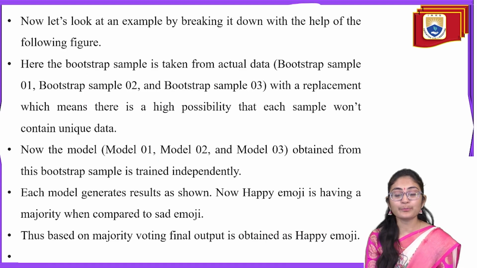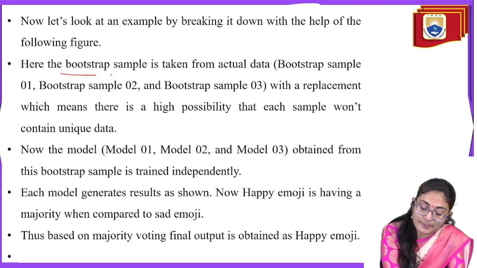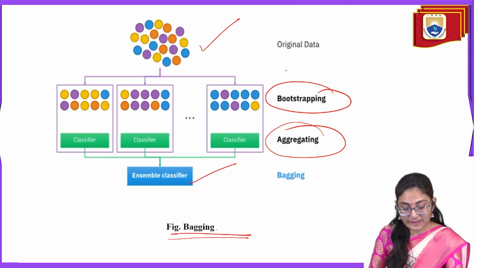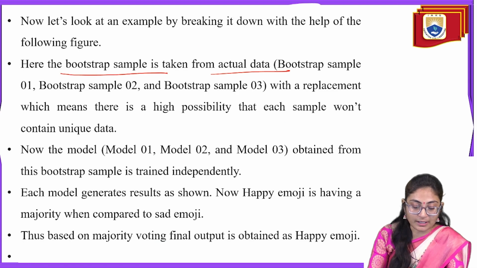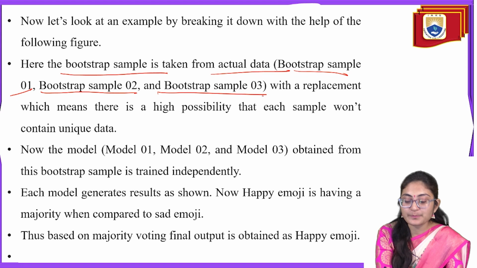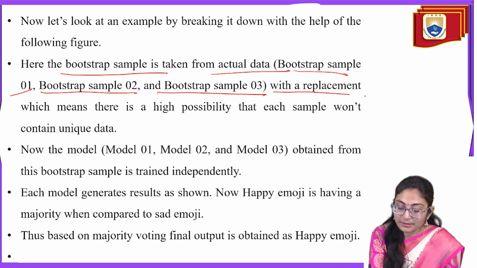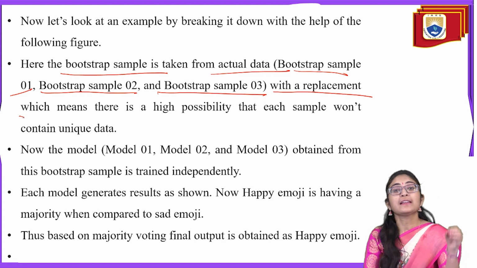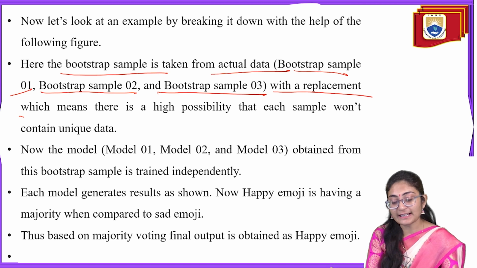Now let's look at an example by breaking it down with the help of the following figure. Here the bootstrap sample is taken from the actual data. You can see here bootstrap data is taken from original data, we can say bootstrap sample 1, bootstrap sample 2 and bootstrap sample 3. And this data we took with replacement. That means here the high possibility is that each sample won't contain unique data.